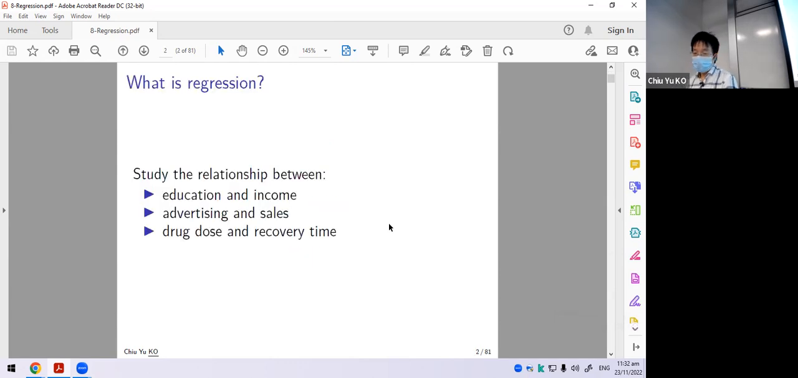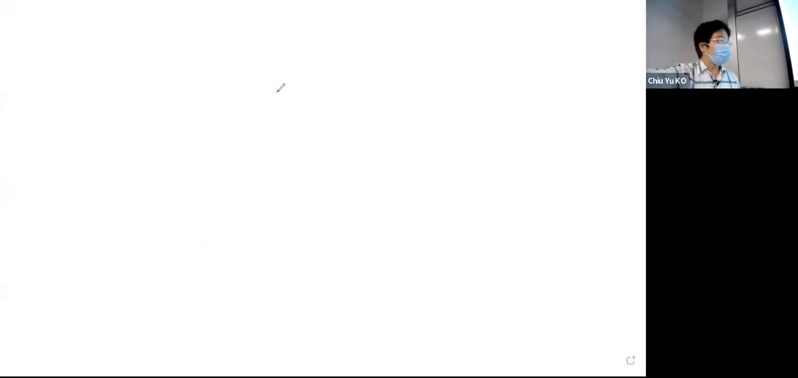So let us quickly remind ourselves what regression is. Regression is a tool that tries to understand how two numerical variables are related, right? Education and income are both numeric variables. Advertising and sales, drug dose and recovery time are the 3 examples that I gave last class. So I hope you can remind yourself how this relates to ANOVA, right? Just in case you don't remember, I think it's good to look at this diagram again, since it is pretty useful to distinguish the two, right?